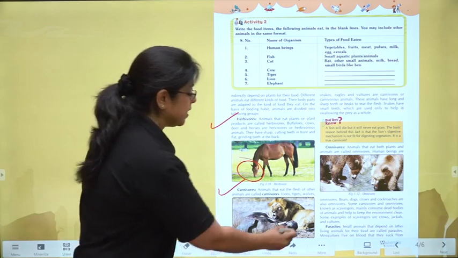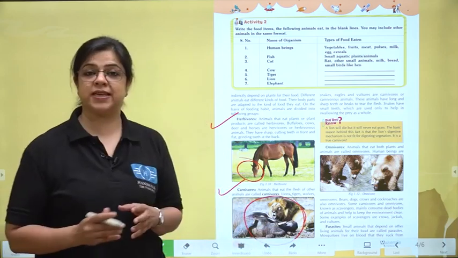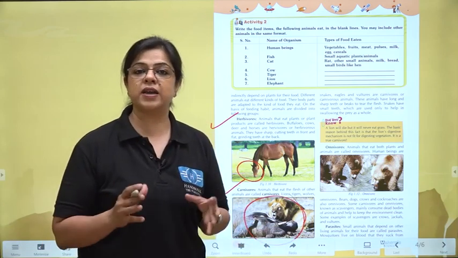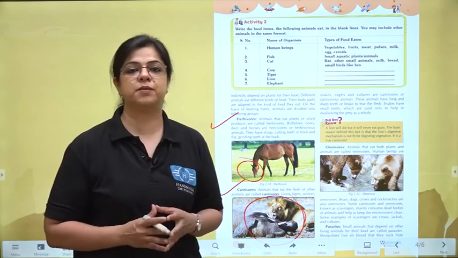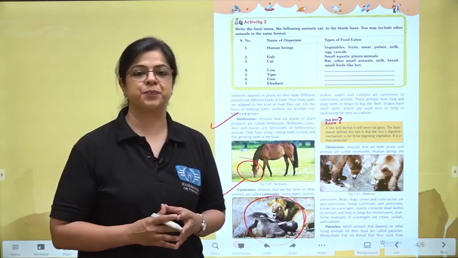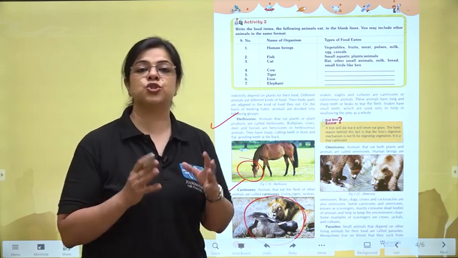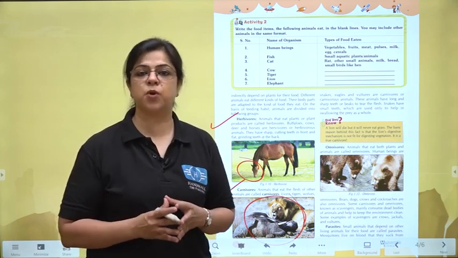The next category of animals are called carnivores. As we can see, lions, tigers, wolves, etc. are all carnivores. Carnivores depend on smaller animals for their nutrition. They have very sharp teeth to tear the flesh off the smaller animals.